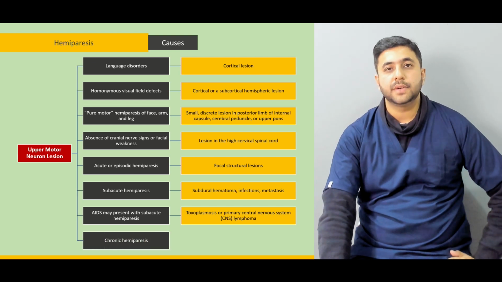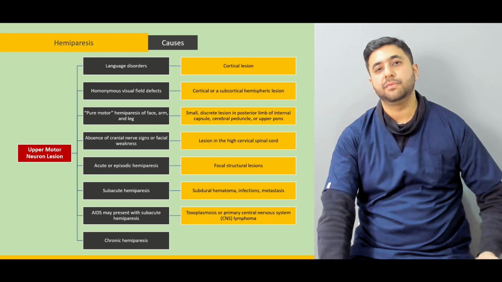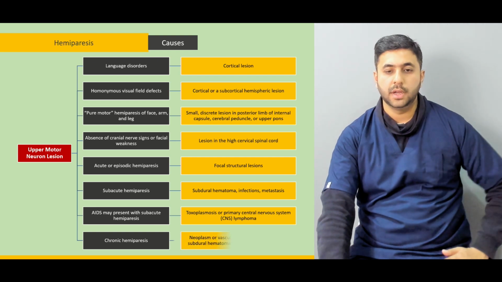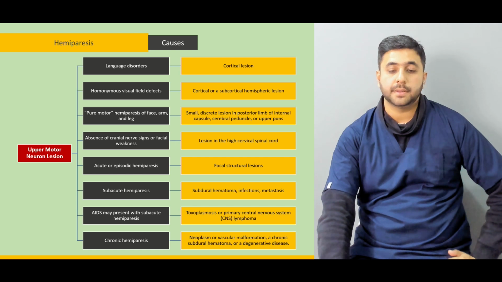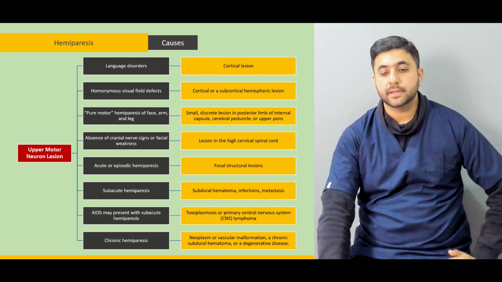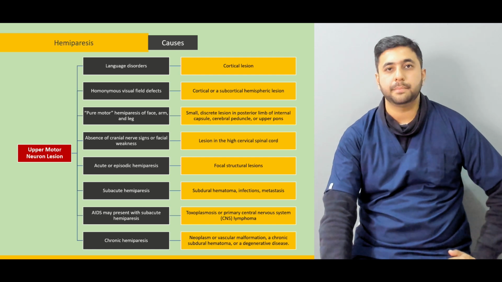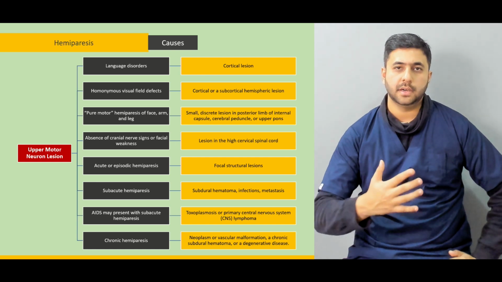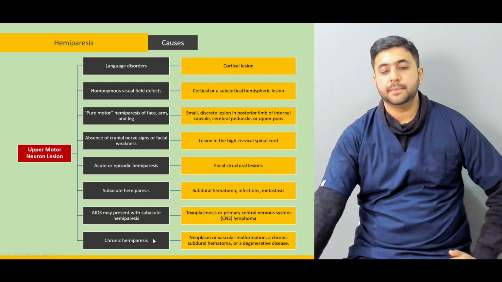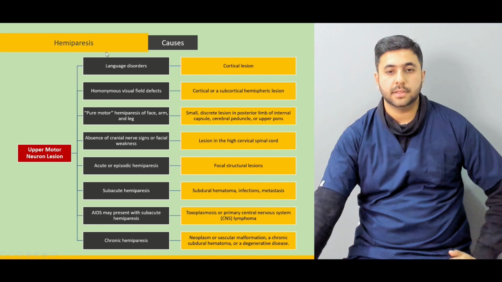And chronically, if someone has hemiparesis which develops over a period of months, a very slow development, then that patient might have some underlying neoplasm, or a vascular malformation, or a chronic subdural hematoma which bleeds very slowly over a period of time. It collects the blood and leads to focal neurological deficits over a period of months, or a certain degenerative disease in old age can also present with chronic hemiparesis. So these are very important, and this basically covers everything related to hemiparesis.